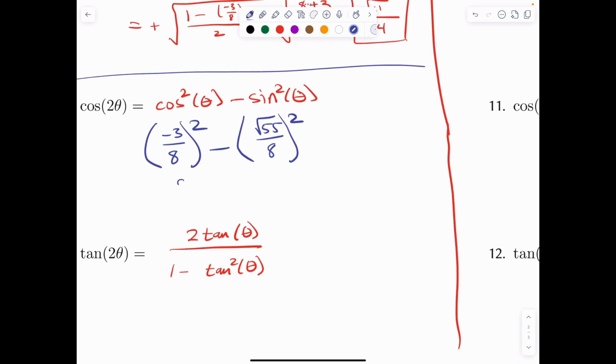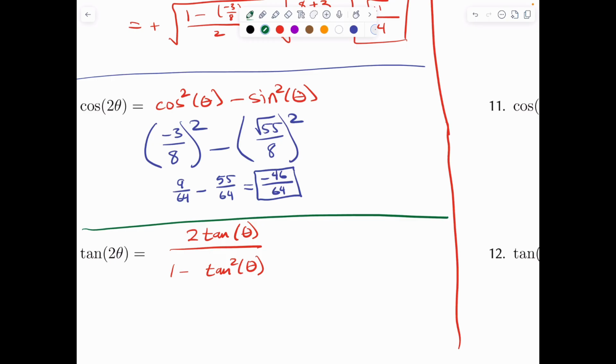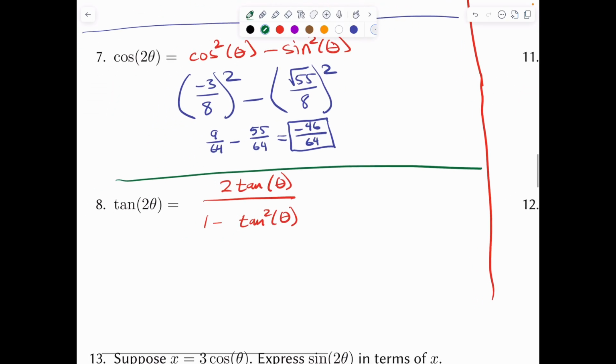So this is going to be 9 over 64 minus, pardon me, 55 over 64. So that will be negative 46 over 64, I believe. You can simplify that if you want. I don't want. Okay, now this one, we're going to be using the tangent of theta, which was radical 55 over negative 3.